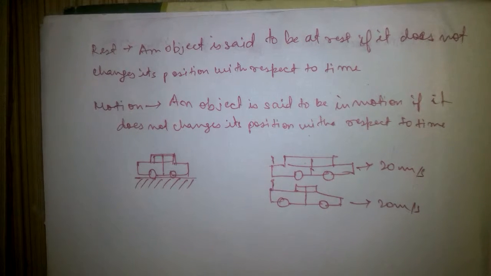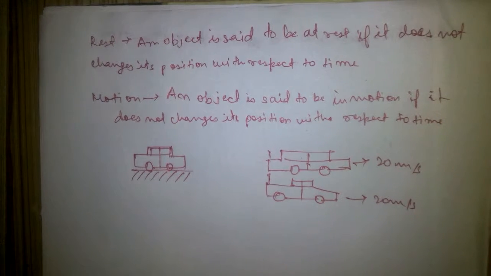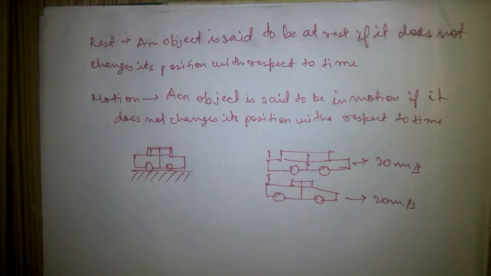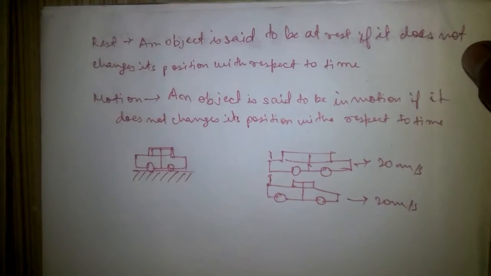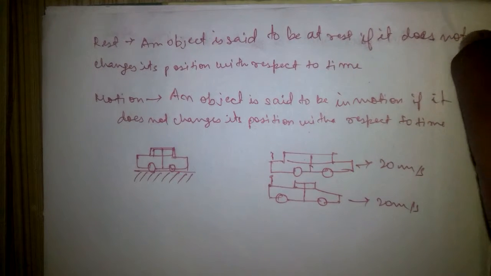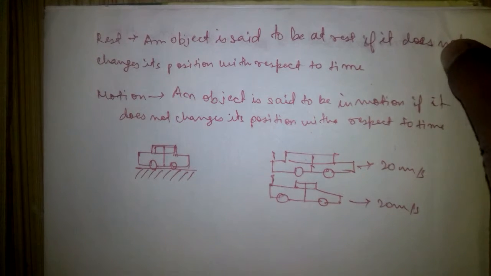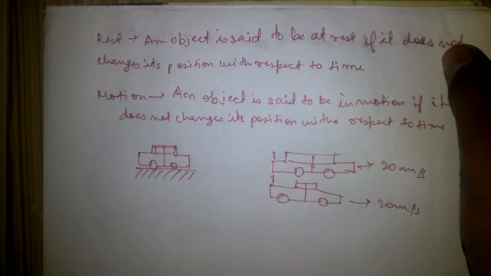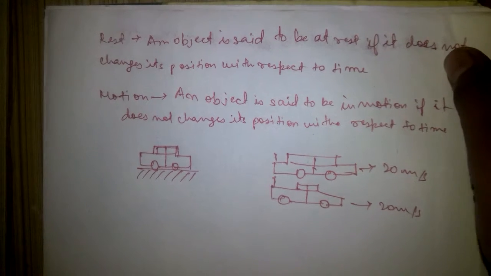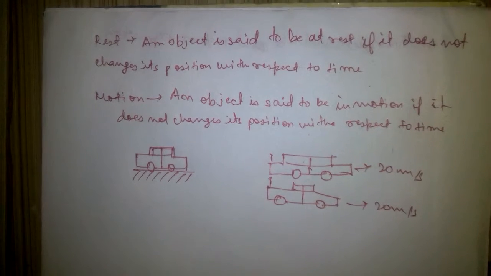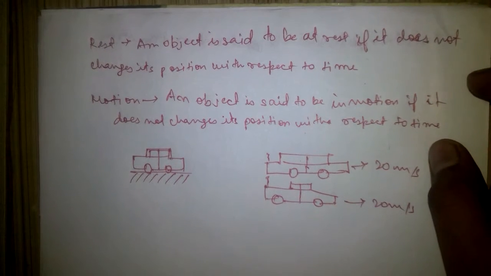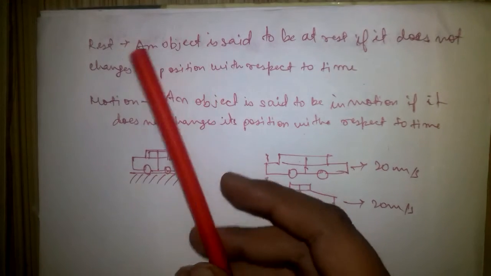So this is the first video of kinematics. In this we will be learning about the states of rest and motion, and we will get an overview about scalars and vectors. Okay, so let's start. Here I have already written the definition, so we can save time. Let's read it out thoroughly.